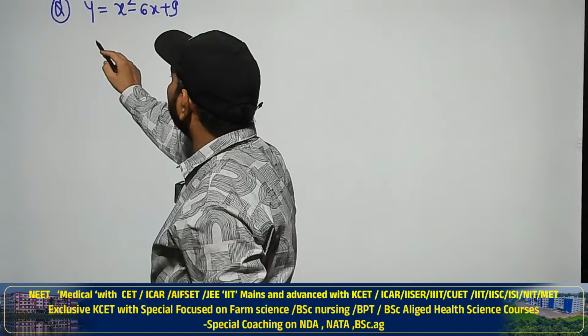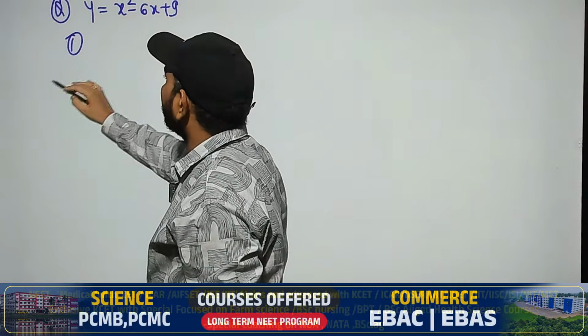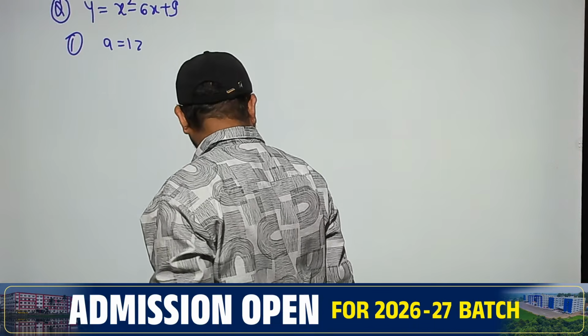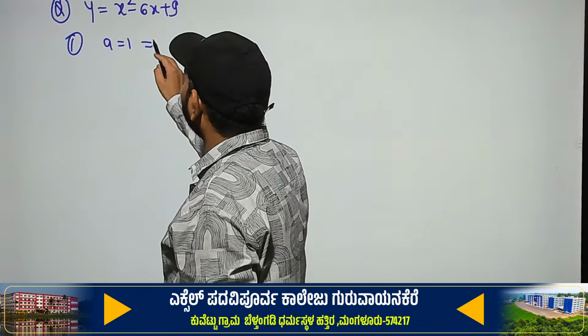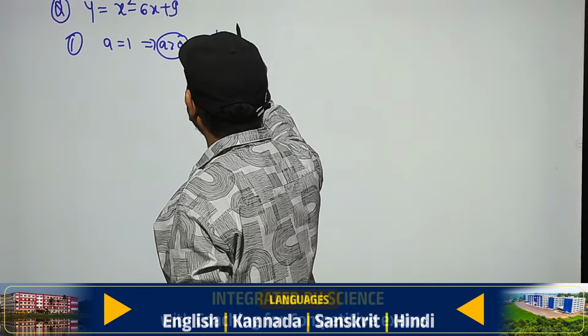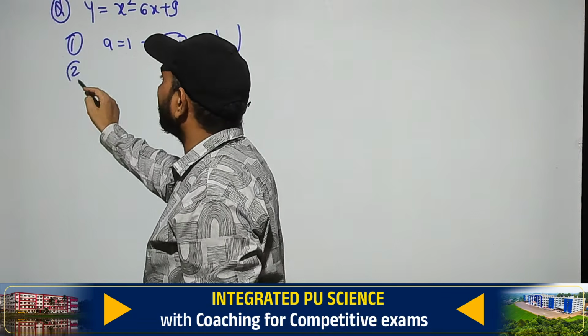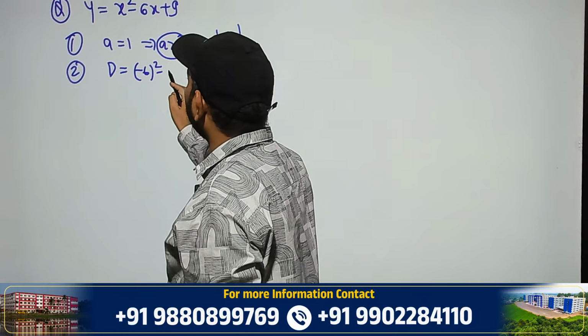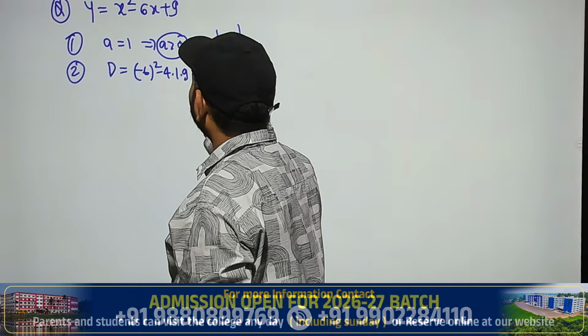So basically, first step. A is what? 1, means positive. So you can say A is positive. It means the graph is looking like this. Okay. Second step, D. D is equal to minus 6 whole square minus 4 into 1 into 9.